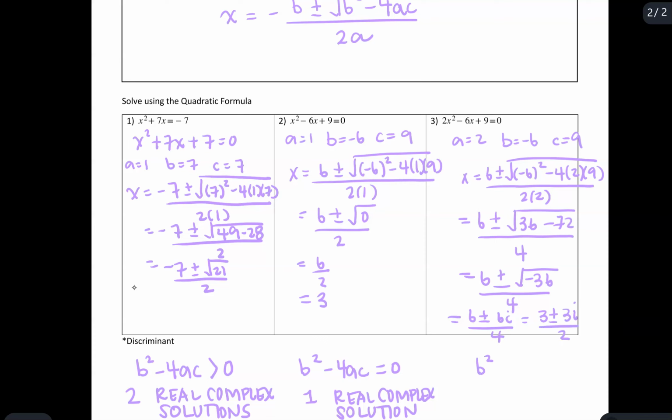So if b squared minus 4ac is less than 0, you're going to have two imaginary, complex solutions. I'm not going to ever be able to graph these, right? But they are going to give me some imaginary numbers there.